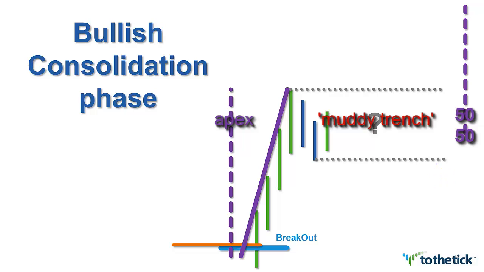Now phase 2's targets are going to be twofold. Number one, if you have the room to use a muddy trench, and the muddy trench is 50-50 of your rectangle, 50-50 using your apex of any of your triangular patterns, but the 50-50, if there's enough room in here, you are welcome to trade it.